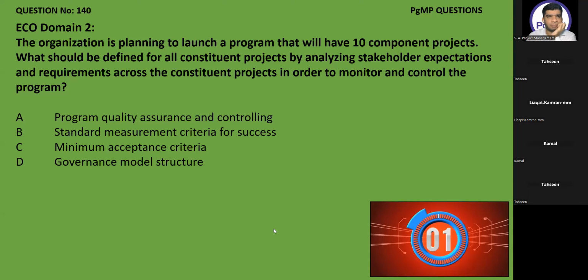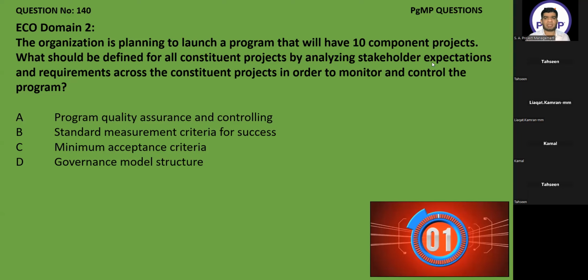The organization is planning to launch a program that will have 10 component projects. This is not key information. What should be defined for all constituent projects by analyzing the stakeholder expectations and requirements across the constituent projects in order to monitor and control the program? So it means that we are playing at the project level. We have to find something at the project level, not only at the program level. This is the first hint we are getting.